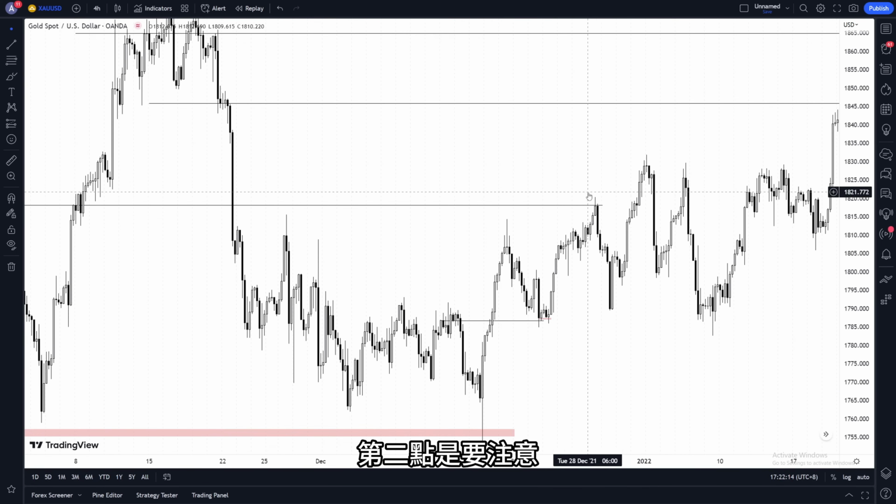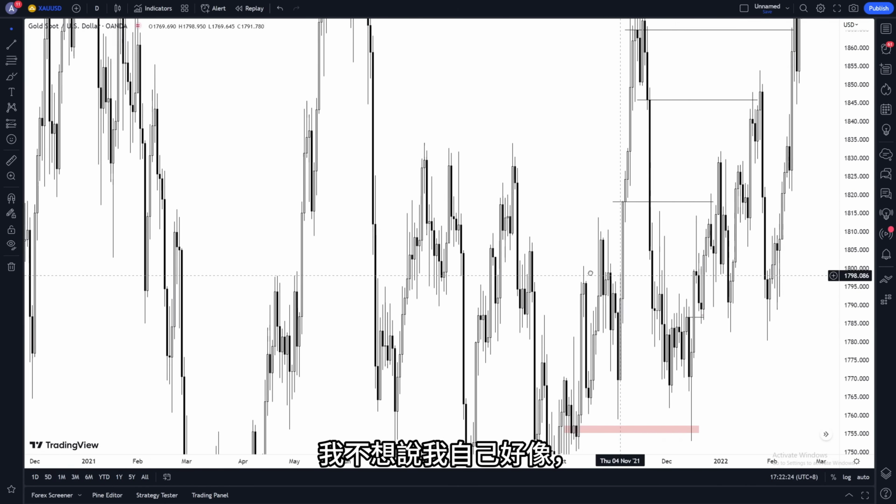So that's the first thing, is to be mindful of your risk when you're taking a counter trade. And second thing is to be mindful of something very, very important, which is what the next zone is going to be.